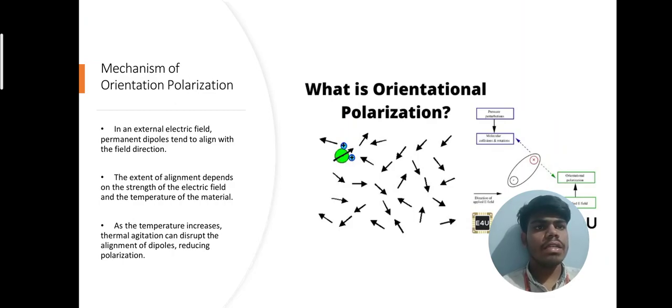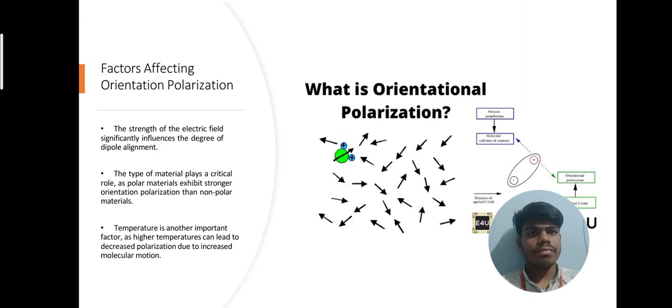Here we can see the dipoles are arranged in different shapes. The strength of alignment, when the polarization is done and the dipoles are aligned in a direction, depends on the electric field and the temperature of the material. It depends directly on the temperature of the material because the temperature influences the extent of alignment.